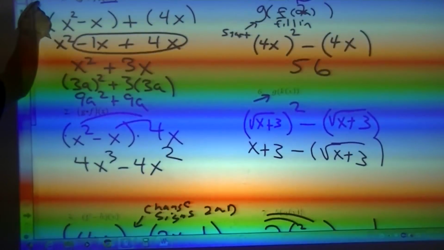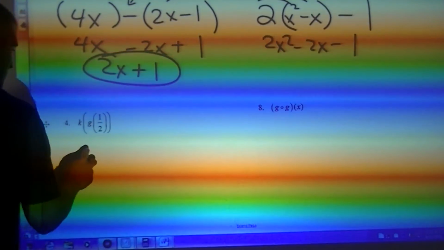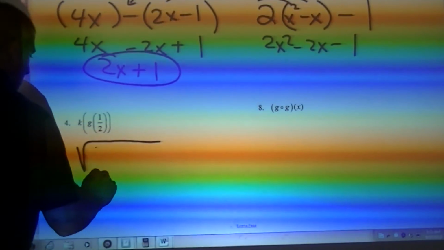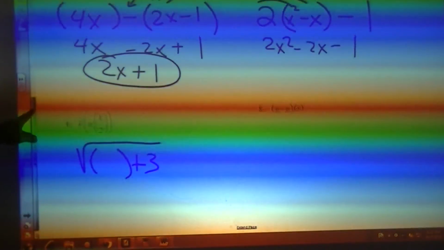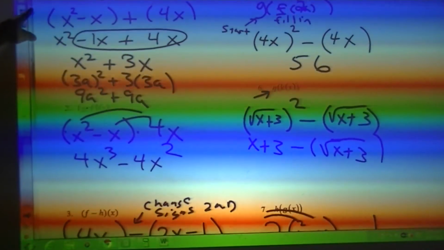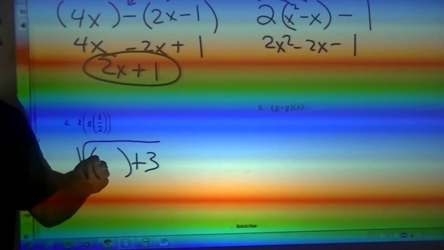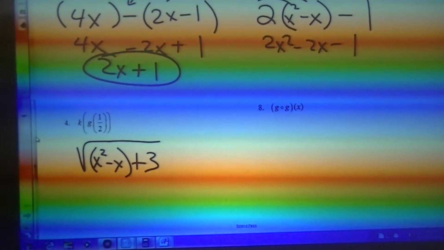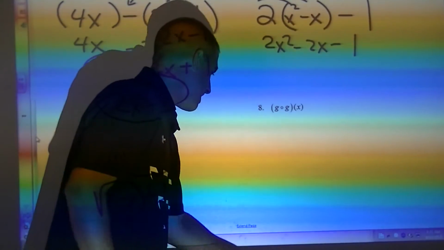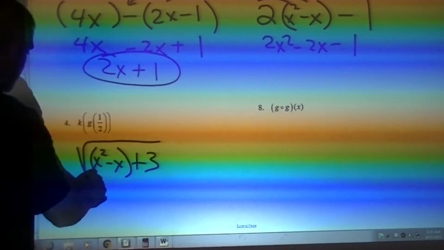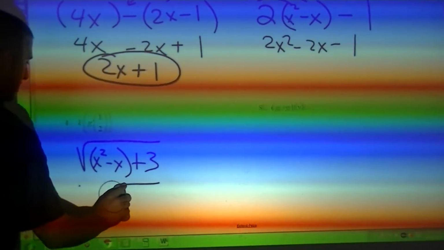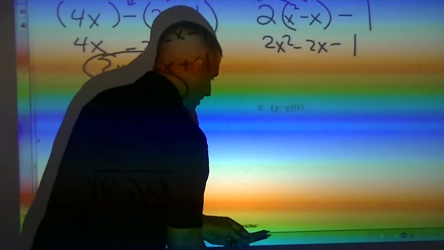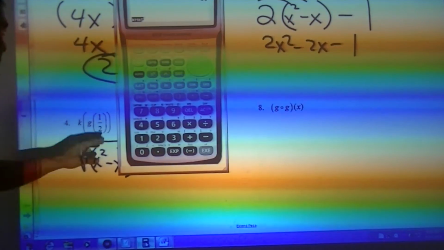All right, so I'm going to start with the k function, which is square root of x plus 3. I'm going to fill in the g function. The g function here is x squared minus x. Now, how would I combine the things that I can in here? Well, actually, I don't even need to do that. I'm just going to type everything in with parentheses. Here's how I'm going to do that.